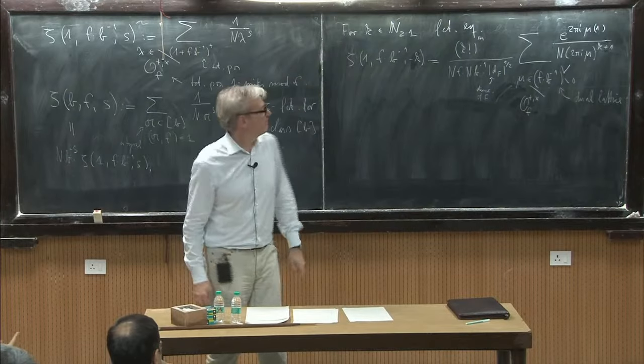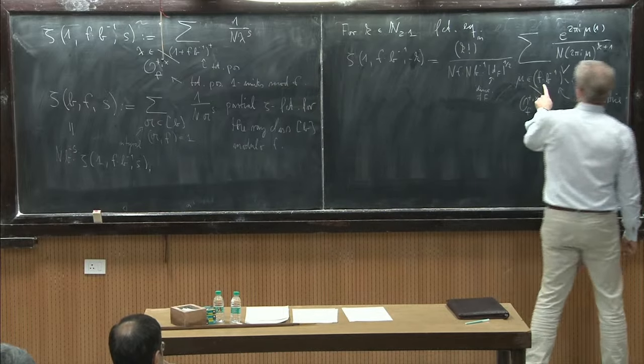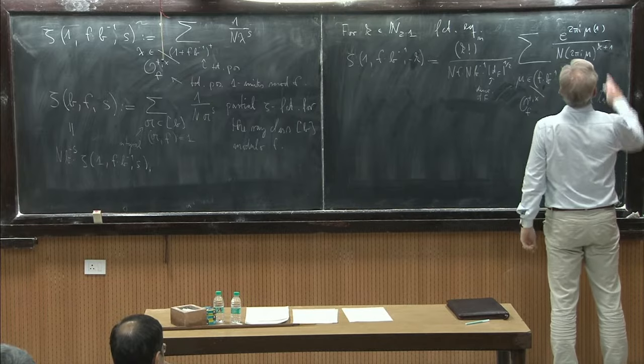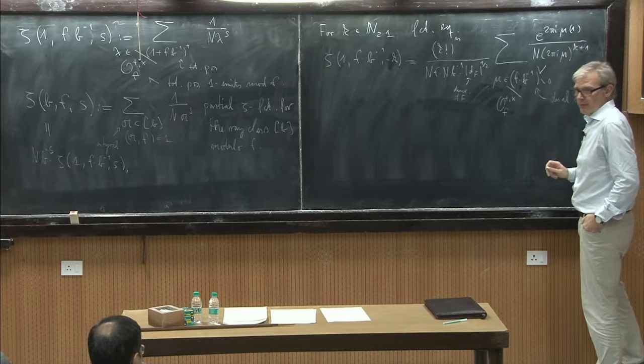Mu is a linear form on this lattice, and we extend it to f, and then we apply it to 1.